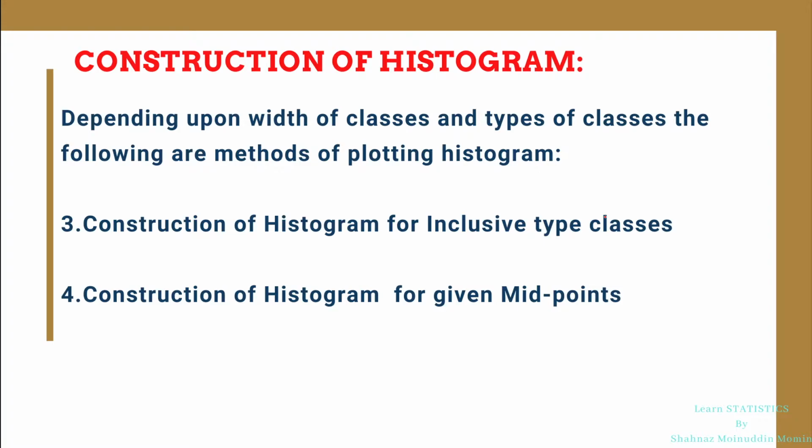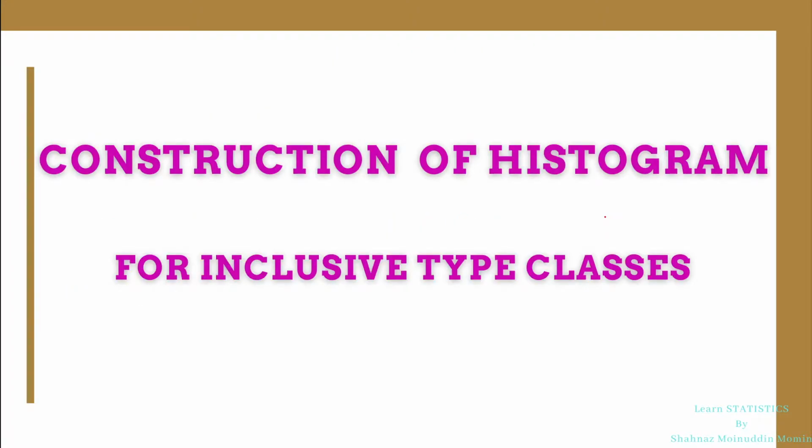In this lecture, we are going to discuss two more methods of construction of histogram. Method number 3 is construction of histogram for inclusive type classes, and the last method, which is the fourth method of construction of histogram, is construction of histogram for given midpoints. So we shall start with the third method, construction of histogram for the inclusive type classes.